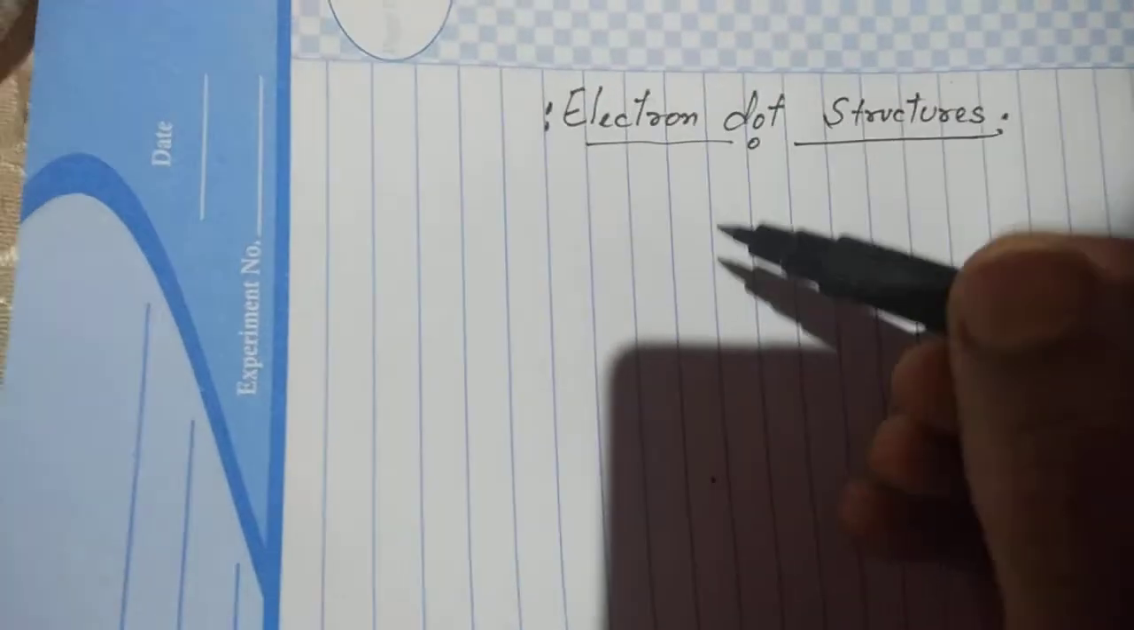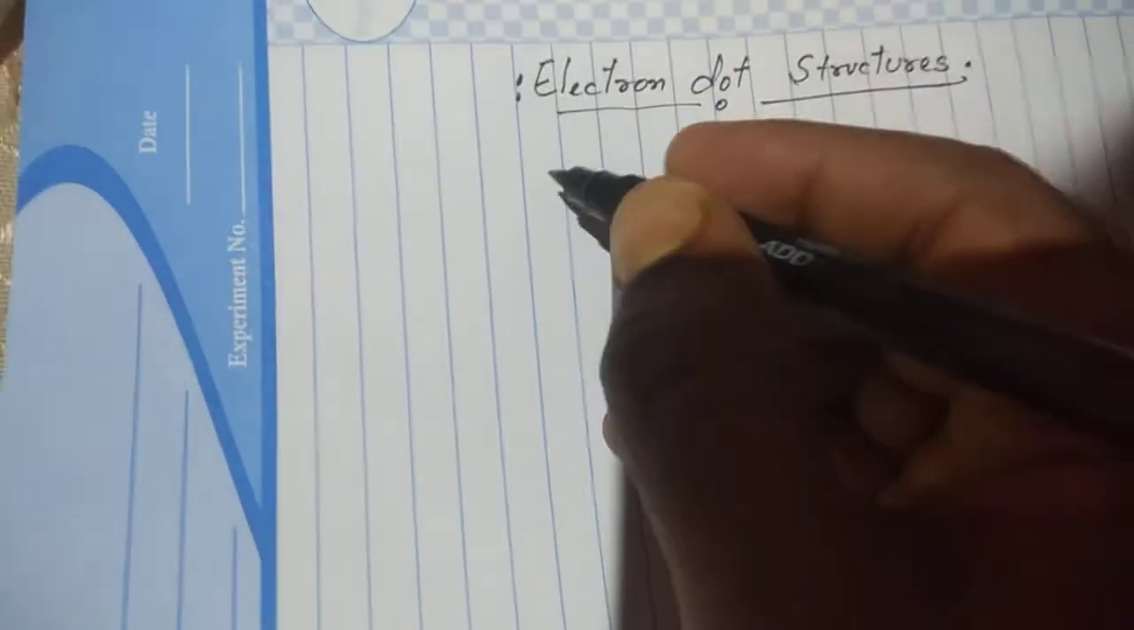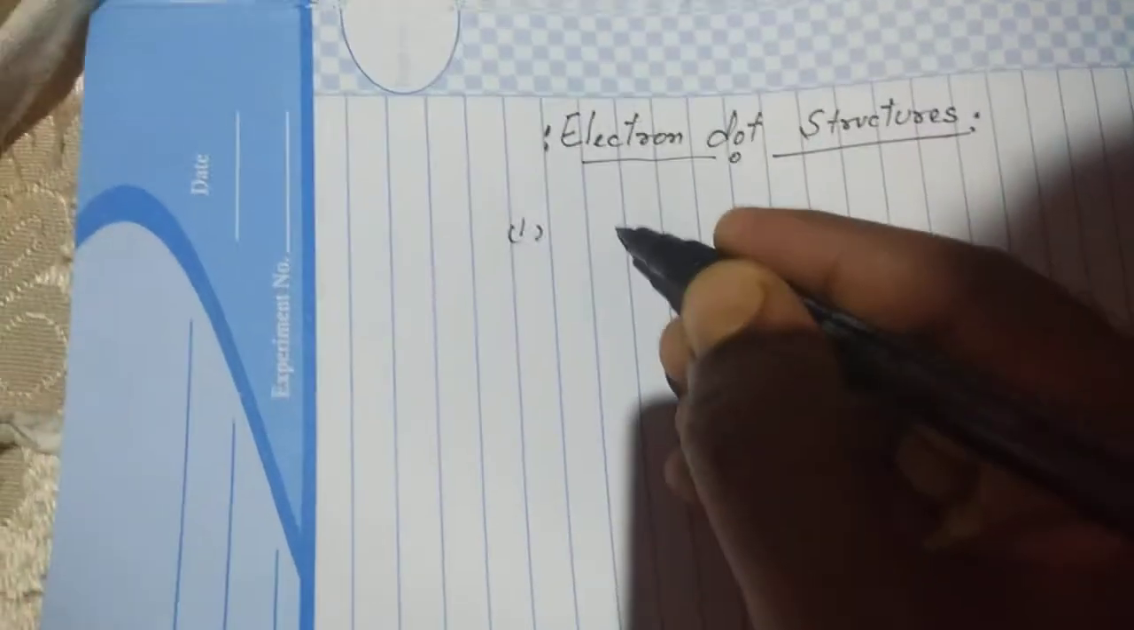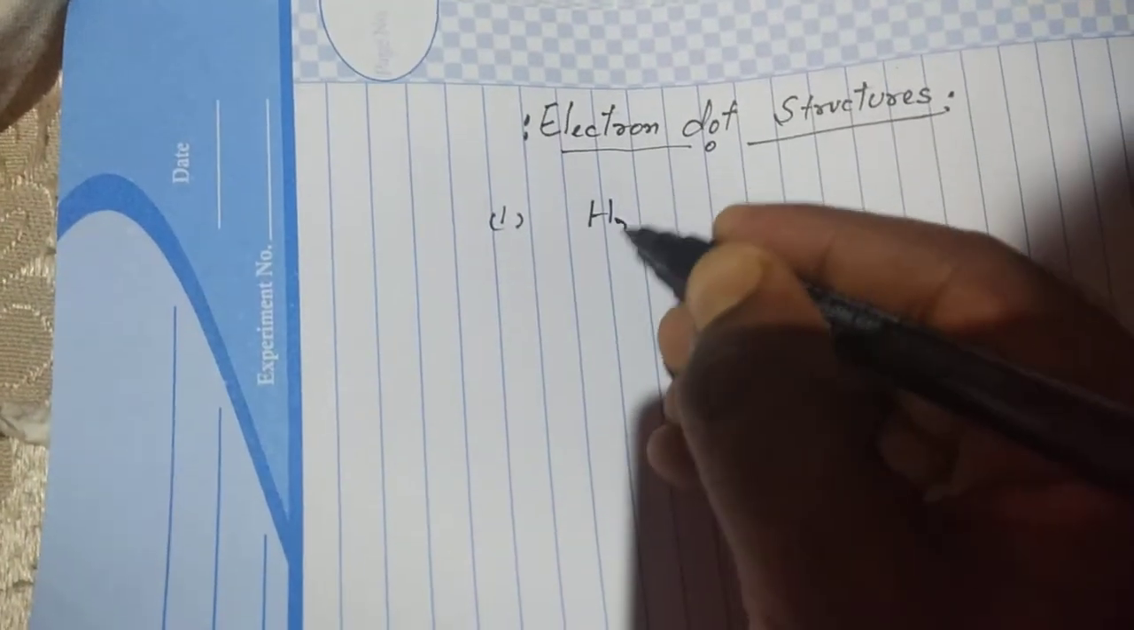This is a very important question and mostly asked in the examinations in class 10th. Now, electron dot structure. Let's first draw the electron dot structure of a simple molecule, that is the hydrogen molecule.